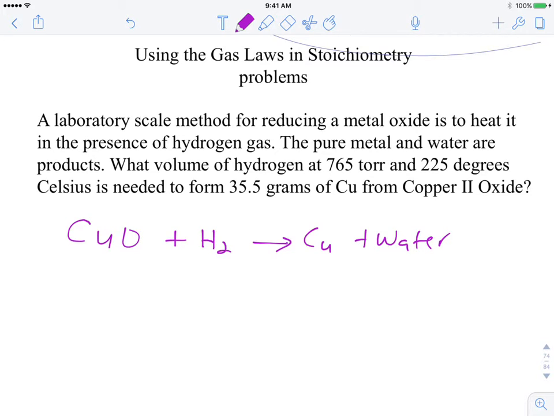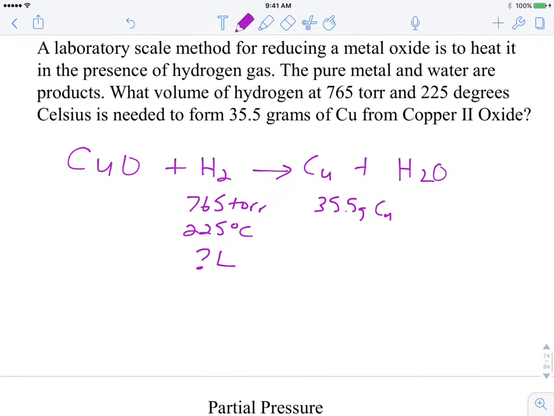And so they're asking you, what volume of hydrogen gas can you produce? If we write the water as H2O, then we can balance the equation. Now we have one copper, one oxygen, two hydrogens. It's all balanced, it's all 1-to-1. So they ask us what volume of hydrogen at 765 torr, 225 degrees Celsius, are needed to form 35.5 grams of copper. This is going to be my question mark, and we'll do it in liters.